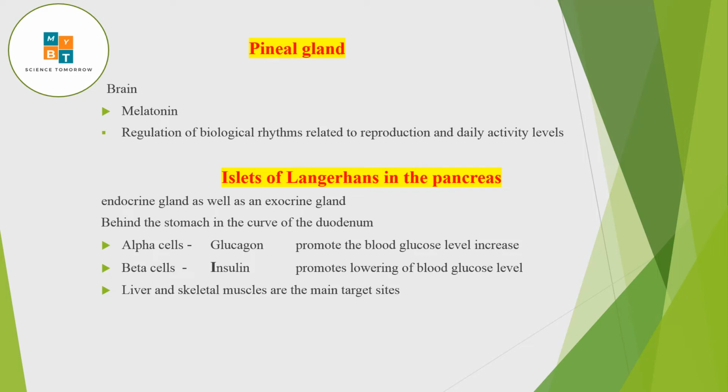The pancreas is situated behind the stomach and in the curve of the duodenum. When we consider the islets of Langerhans, there are two types of cells. Alpha cells will secrete glucagon and beta cells will secrete insulin.